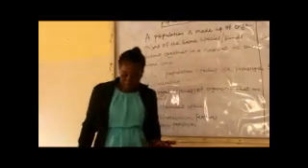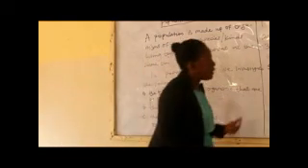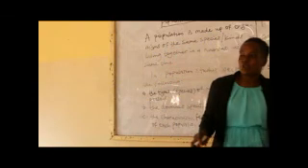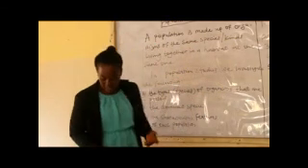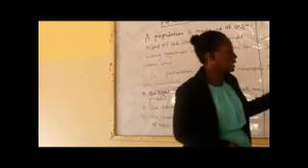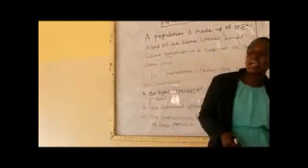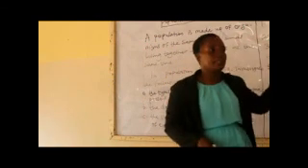Then let's look at distribution. Distribution refers to the way in which individuals of a particular population are arranged in a given habitat. How are they arranged? Generally, the individuals may be clumped, evenly spaced, or randomly spaced. So distribution is talking about the arrangement of populations in a given habitat.